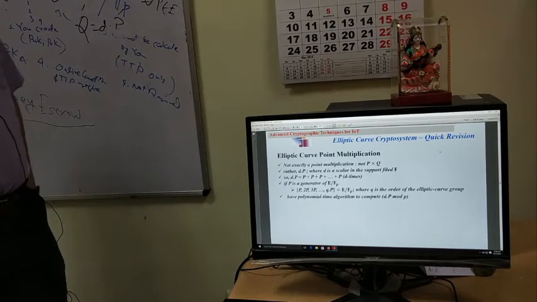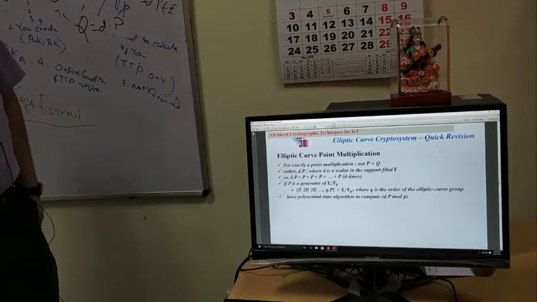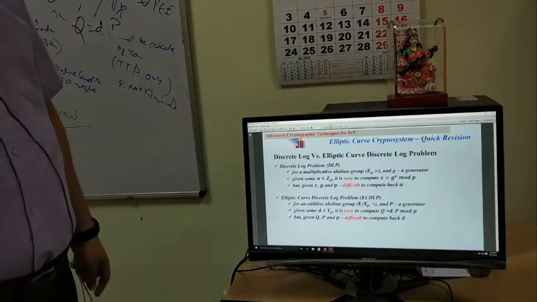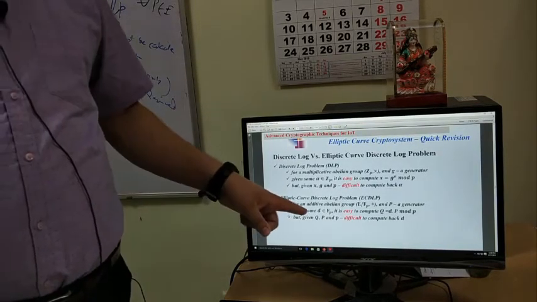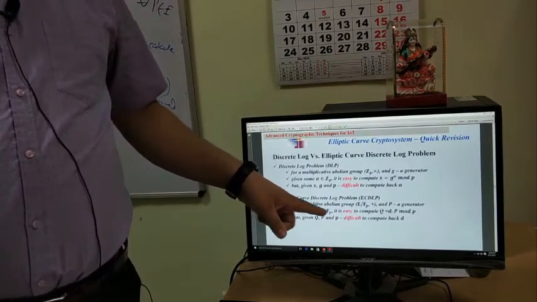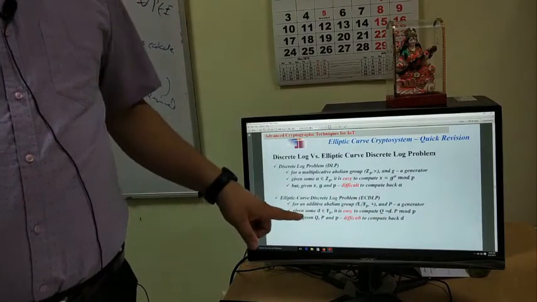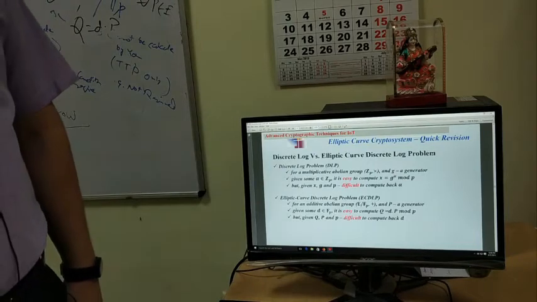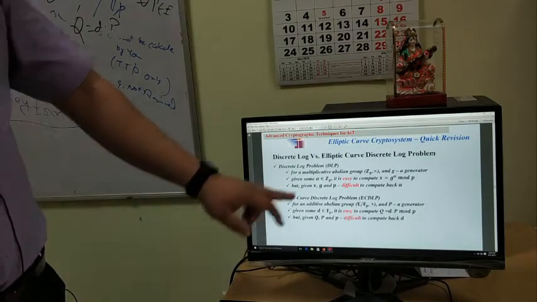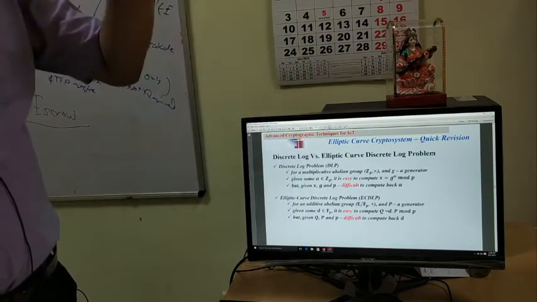This is known as, sometimes it is called discrete log also. So this problem I have stated. Given d, it is easy to compute dP. Given Q and P, it is difficult to compute d. What is the discrete log problem? That also you have studied.